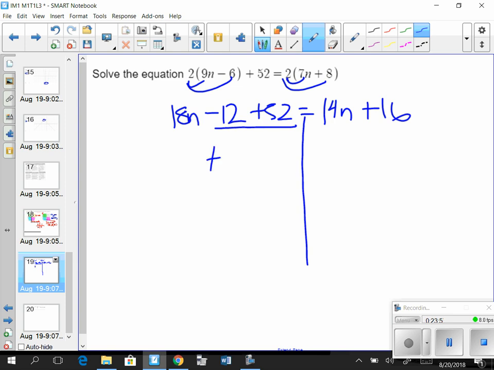And I know I must have gained less than 52 if I lost 12. So I'm not going to add those 2 numbers together, I'm going to subtract. 52 minus 12, 40. Still have the 18n, no like terms over here.